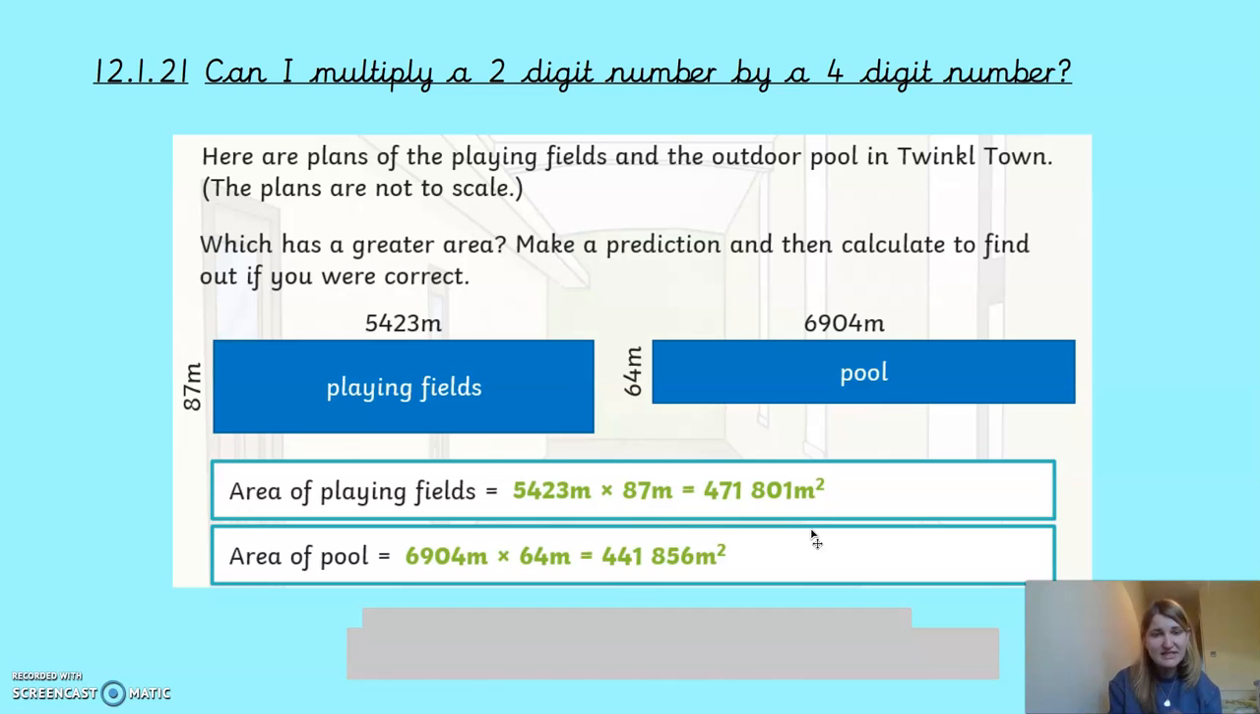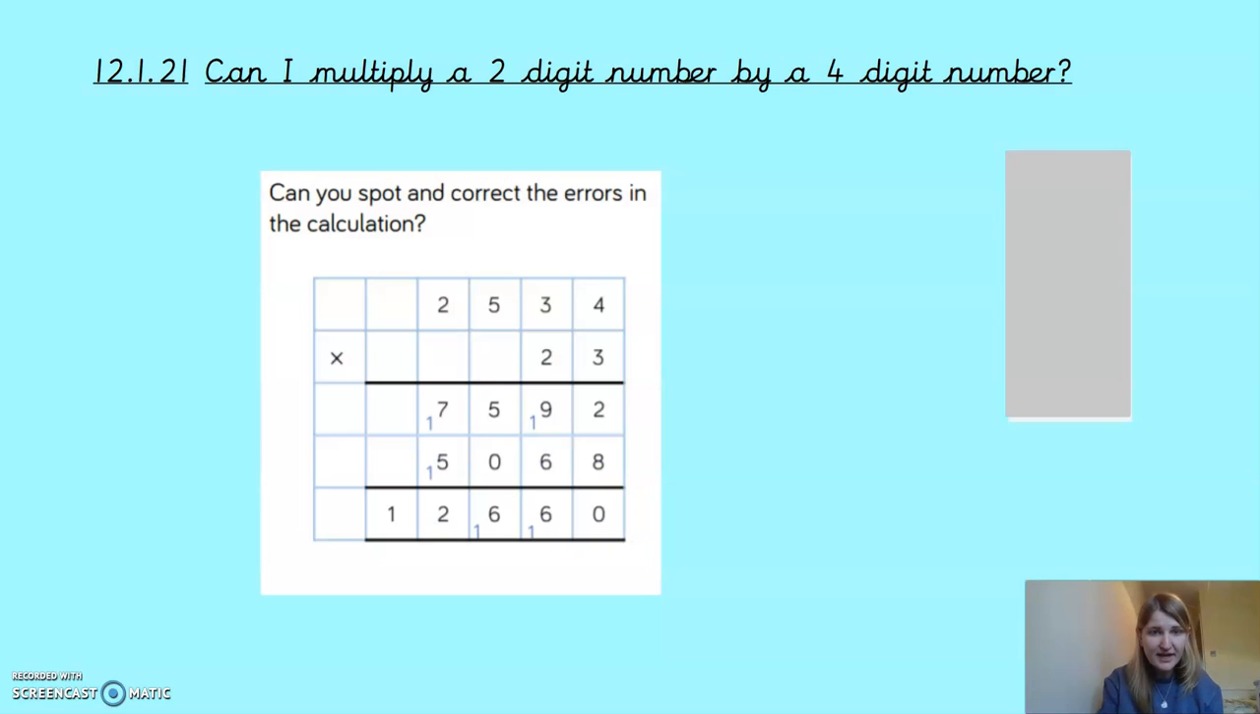If you've got any errors there, have a look back and check those steps and see where you might have gone wrong. Okay. Right, with this one, I've got 2 minutes left, so I'm just going to tell you how this one works, so that hopefully, if there's a similar question in our activities that we put up for you, you'll be able to solve it. So, can you spot and correct the errors in this calculation? It's laid out in the formal method.